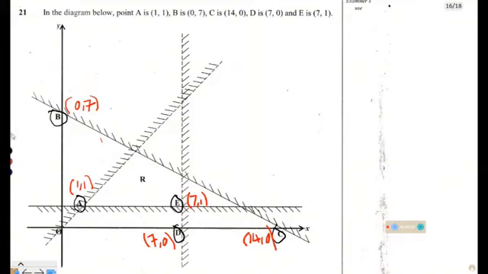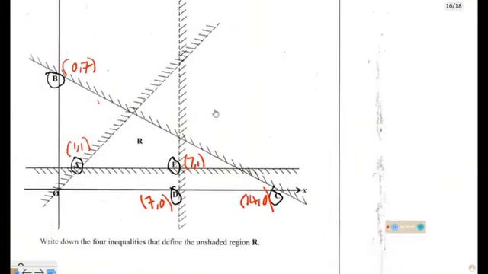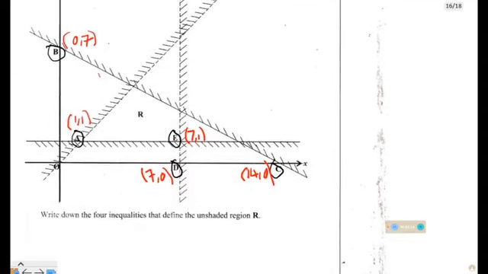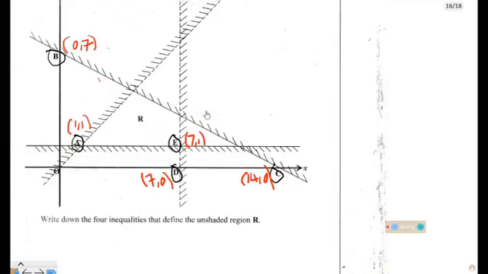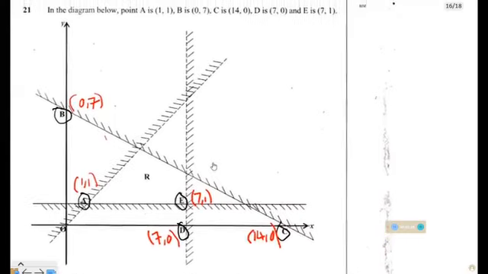So after noticing our points, let us look at the question. So here is the question. Write down the 4 inequalities that define the unshaded region R. So you can see we have this region R, it's unshaded. So they want us to write 4 inequalities. So how are we going to answer these 4 inequalities?